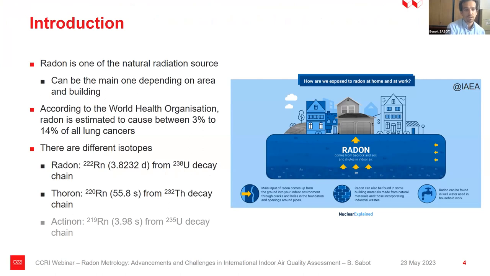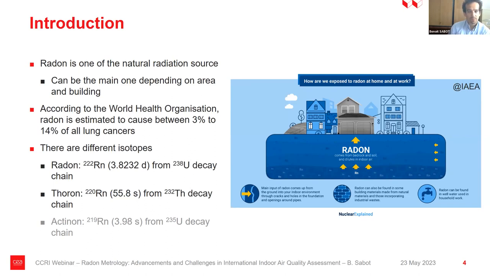You have many isotopes of uranium in the ground. And so it's quite challenging to make sure we respect some limits, because as mentioned by the World Health Organization, radon is estimated to cause between 3% to 40% of lung cancers around the world, which is not negligible. Often we say that it's just behind smoking.